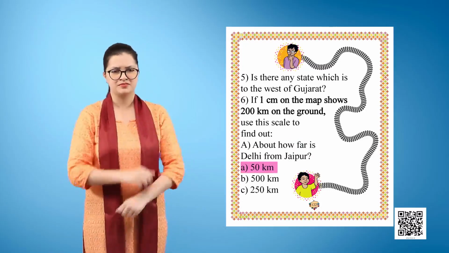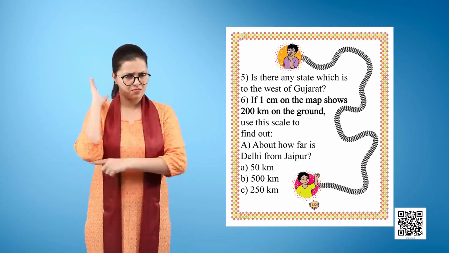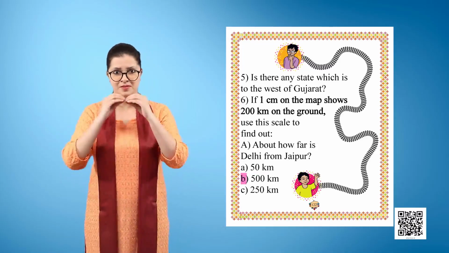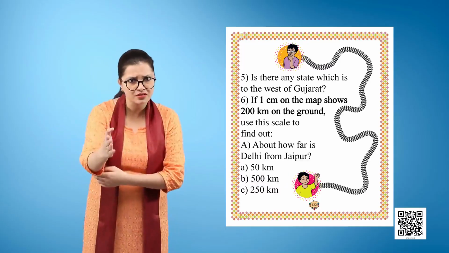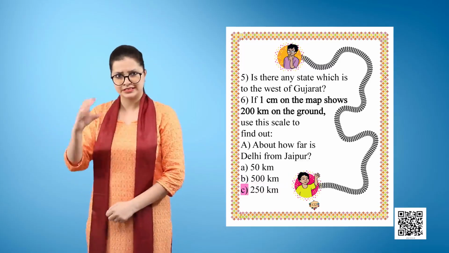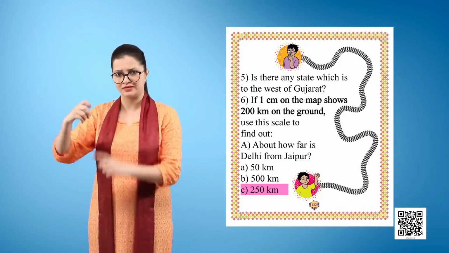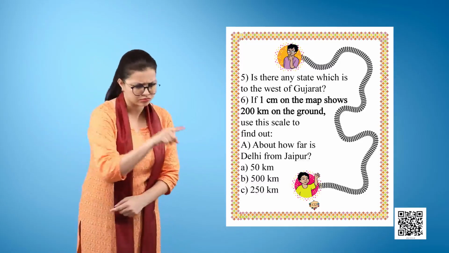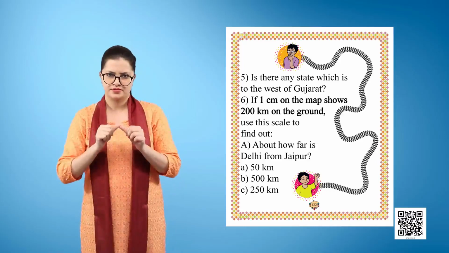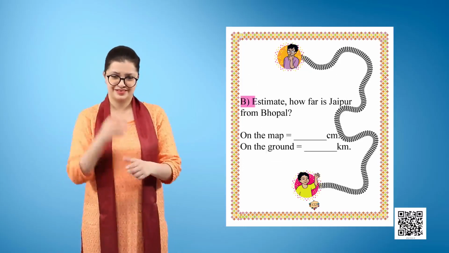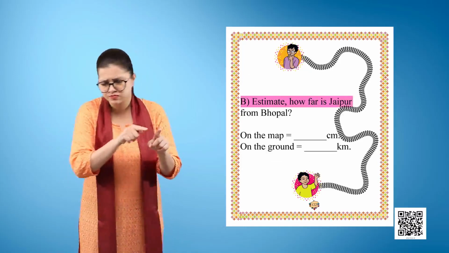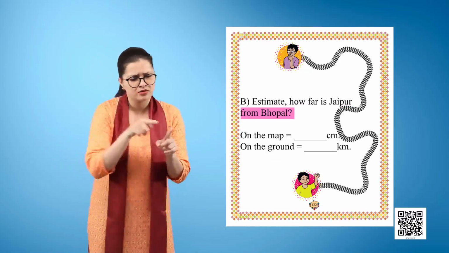Option A, 50 kilometers. Option B, 500 kilometers. Or option C, 250 kilometers. B. Estimate how far is Jaipur from Bhopal.